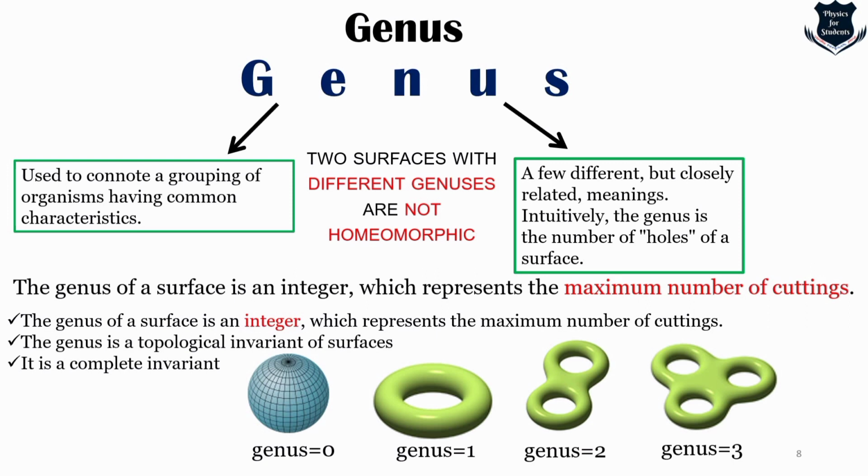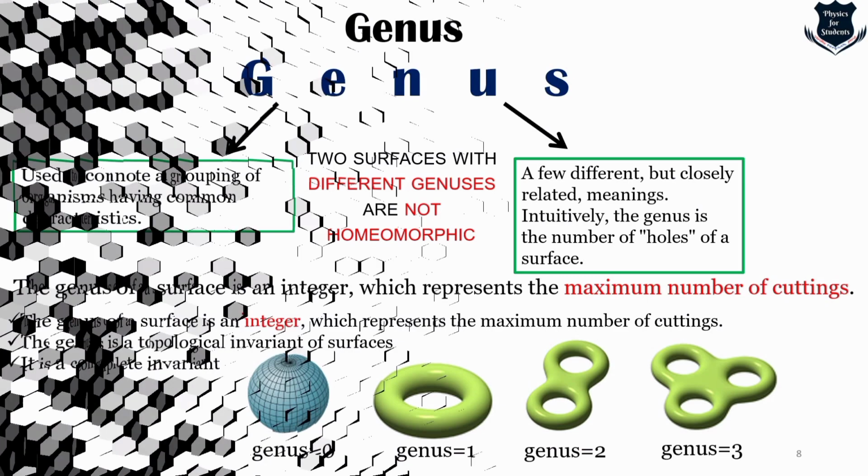But let us understand that a sphere, or a genus 1 surface which has got one hole, or a genus 3 surface which has got 3 holes, are not homeomorphic. For the time being, let us understand that these are not the same thing. So the genus of a connected orientable surface, as I told you, is an integer representing the maximum number of cuttings along closed simple curves without rendering it disconnected, and surfaces with different genus are not homeomorphic.